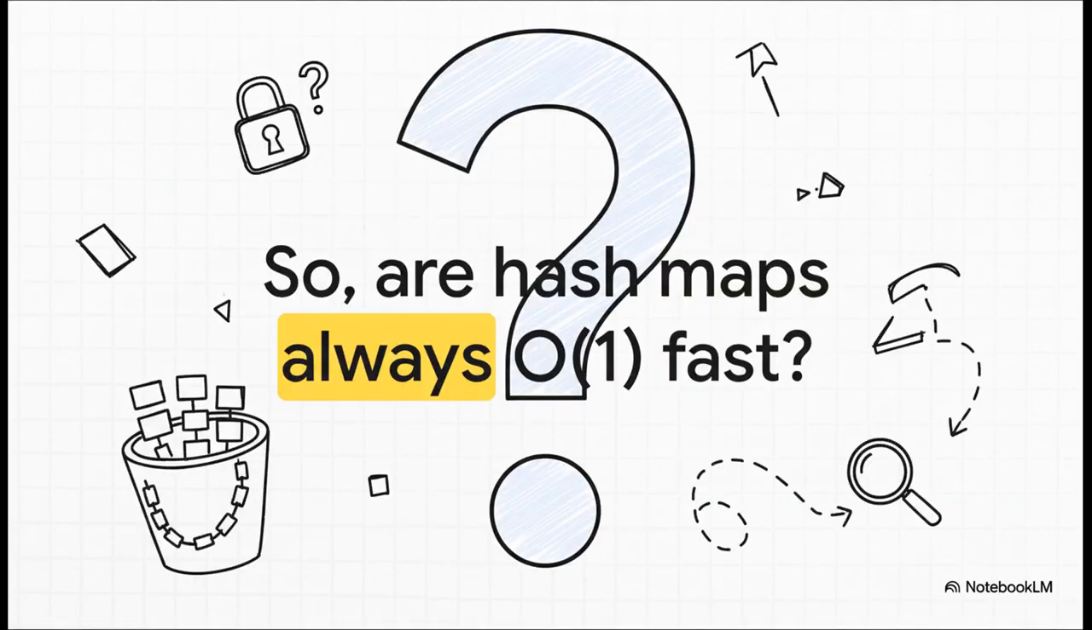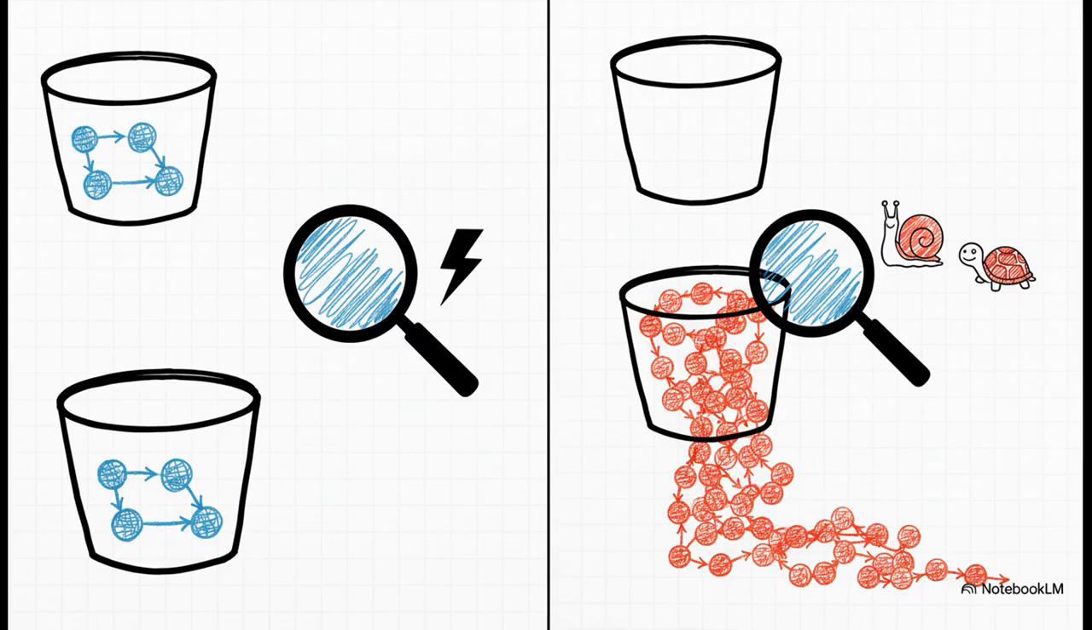Okay, but wait a minute. This should send off some alarm bells. If we now have to search through a list inside a bucket, doesn't that completely destroy our whole promise of O(1) instant access? I mean, are hash maps really that fast after all? And that's the million-dollar question. The answer is, it depends.